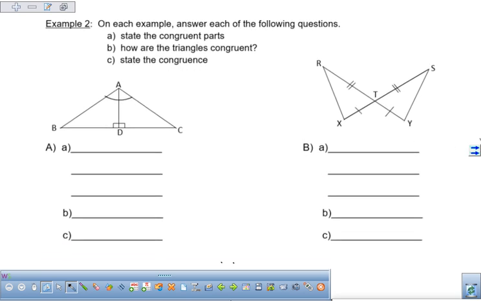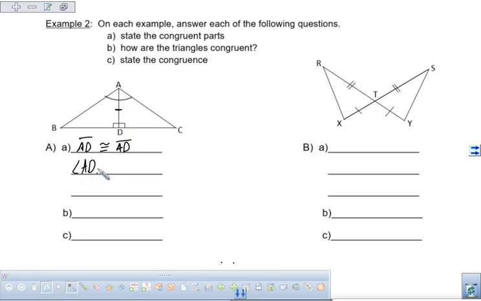Next up, we want to name all of the congruent parts. So first off, we're going to mark that side that's shared between them, and that is segment AD is congruent to segment AD. It's congruent to itself. And then we need our right angles. So angle ADB is congruent to angle ADC.